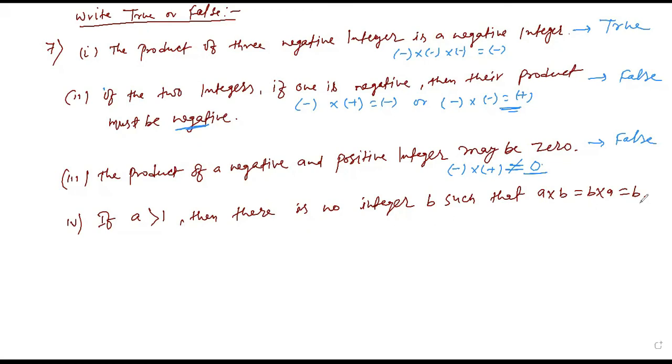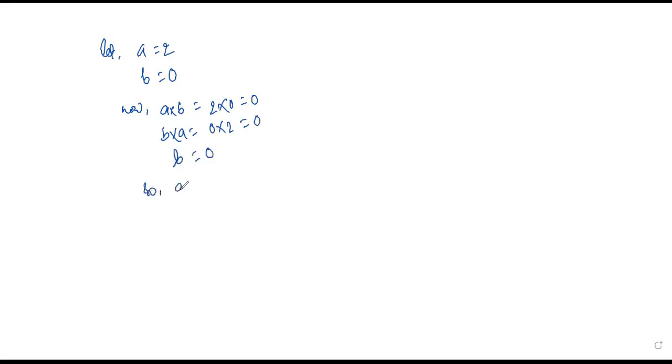Now number 4, if a is greater than 1, then there is no integer b such that a into b is equal to b into a is equal to b. True or false? True. The question says a is greater than 1 and then there is no integer b. So suppose a is equal to 2 and b is equal to 0. Why b is equal to 0? Because the question said there is no integer b, so we can take b as neither a positive integer nor a negative integer, so we can take b as 0. Now a into b is 2 into 0, 0. b into a is 0 into 2, again 0, and b itself is 0. So a into b is equal to b into a is equal to b. All are 0 value, hence true.